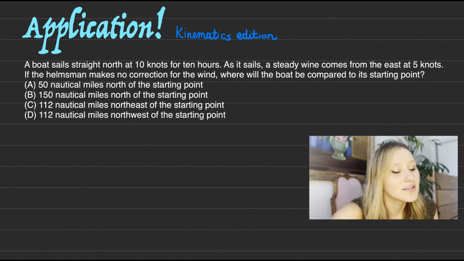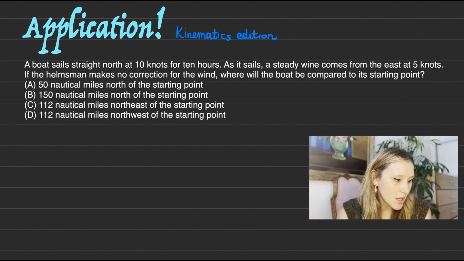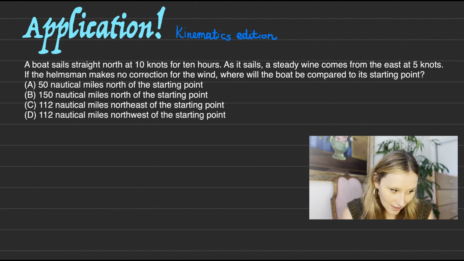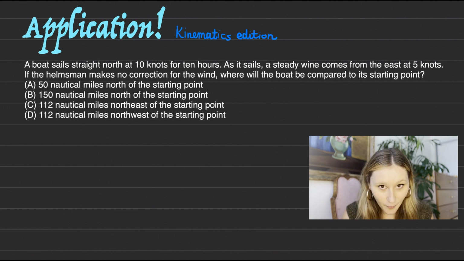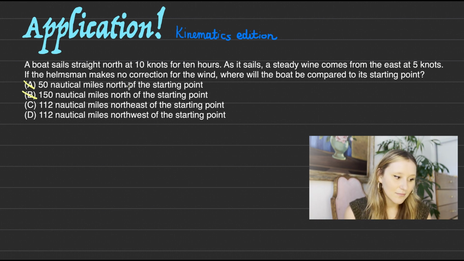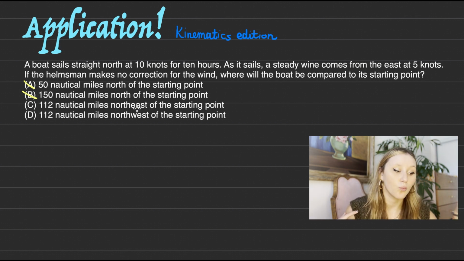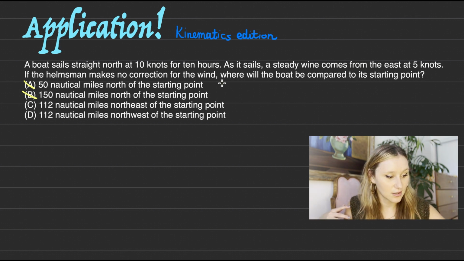All right, so just looking at this problem, let's cancel out some things. We know that the ending point cannot be directly north because we have a wind coming from the east. So it can't be choice A, it can't be choice B. So is it C or D? If it's coming from the east, that means it will end in the northwest direction.